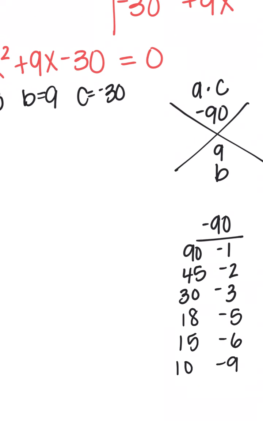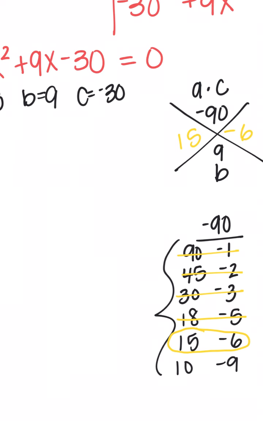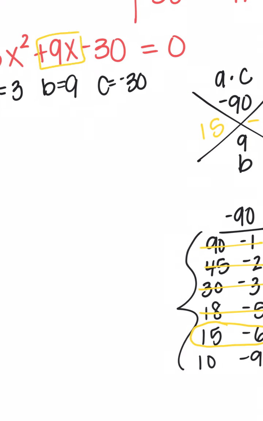All right. So then we need to figure out which one of these adds to make 9. So 90 plus a negative 1, no, that's 89. 45 plus negative 2, 43, no. 30 plus negative 3, that's 27, so no. 18 plus negative 5 is 13. We're getting closer, but no. 15 plus a negative 6, that's just like doing 15 minus 6, which is 9. So my two factors are 15 and negative 6. All right, now that we know my factors, I'm going to split the middle.